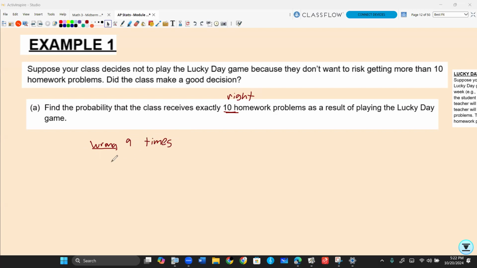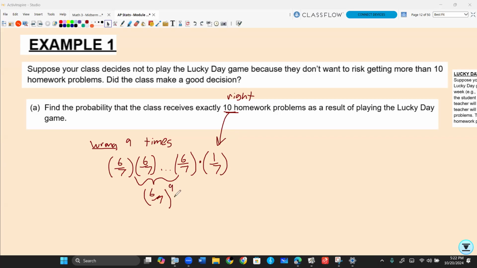So the probability of getting it wrong is going to be 6 out of 7. And then we just multiply it by itself 9 times, or you can raise it to the ninth power. And then we're going to end with the correct one. So that's going to be 1 out of 7 at the end. So that's going to be 6 out of 7 to the ninth power, and then times 1 out of 7 at the end.